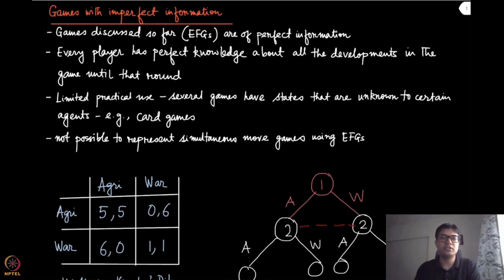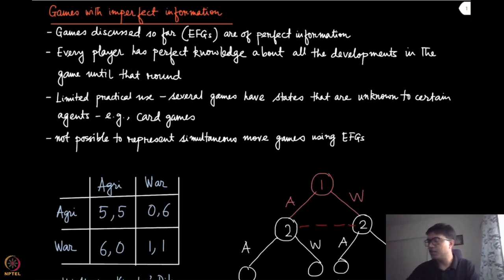It may not represent certain kinds of games, like card games, where you cannot really observe the complete state of the game. You cannot really see what action has been picked by certain players, and so on. So we need some richer representation than the perfect information game, because it does not capture all sorts of games. And also, the simultaneous move games, the games that we have represented using normal form, like the Neighboring Kingdoms Dilemma or similar kinds of games, we cannot really represent using perfect information.